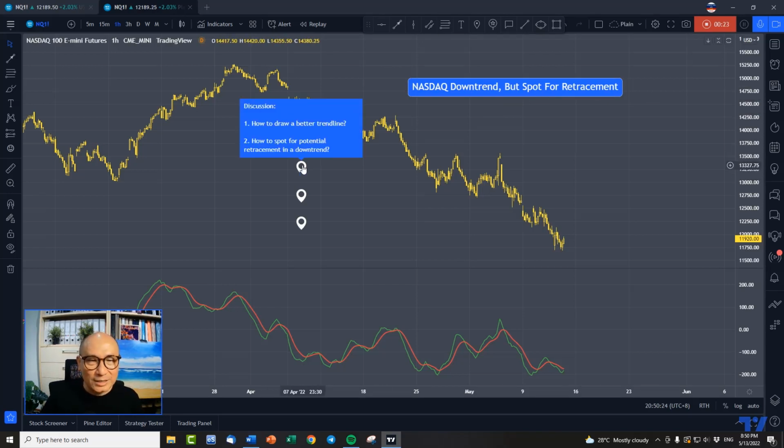So there are two keys that I'm going to discuss tonight: number one, how to draw a better trend line, and number two, how to spot for potential retracement in a downtrend.